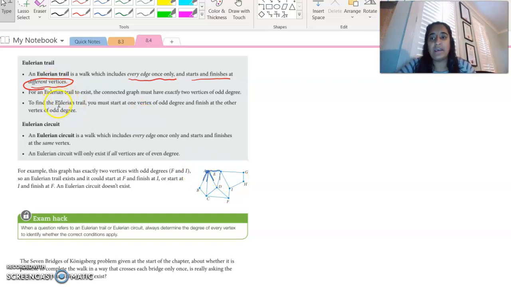To find an Eulerian trail, basically you have to start at one of the odd degree vertices and you finish at the other odd degree vertex.